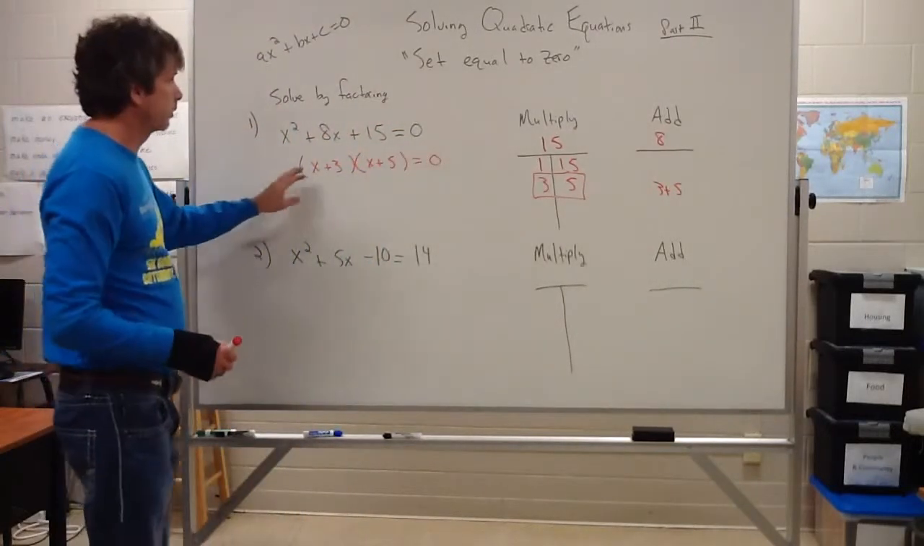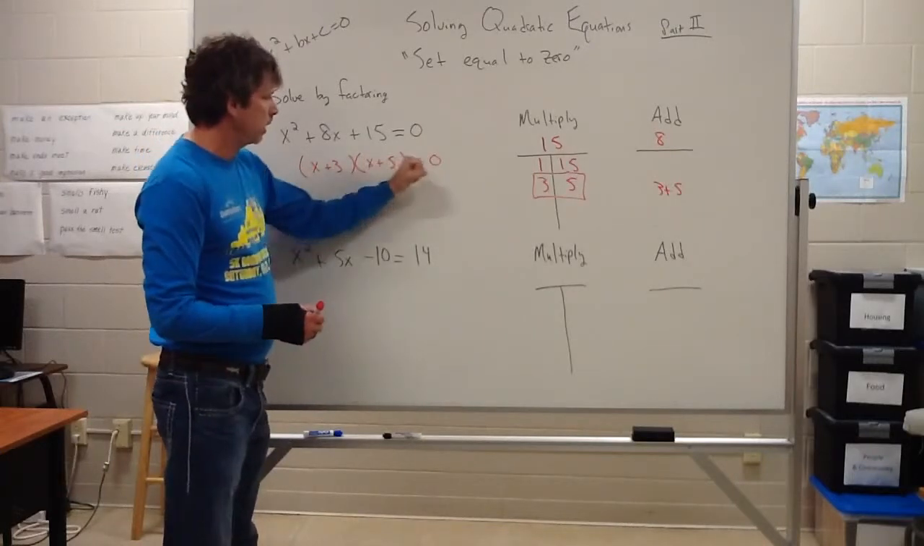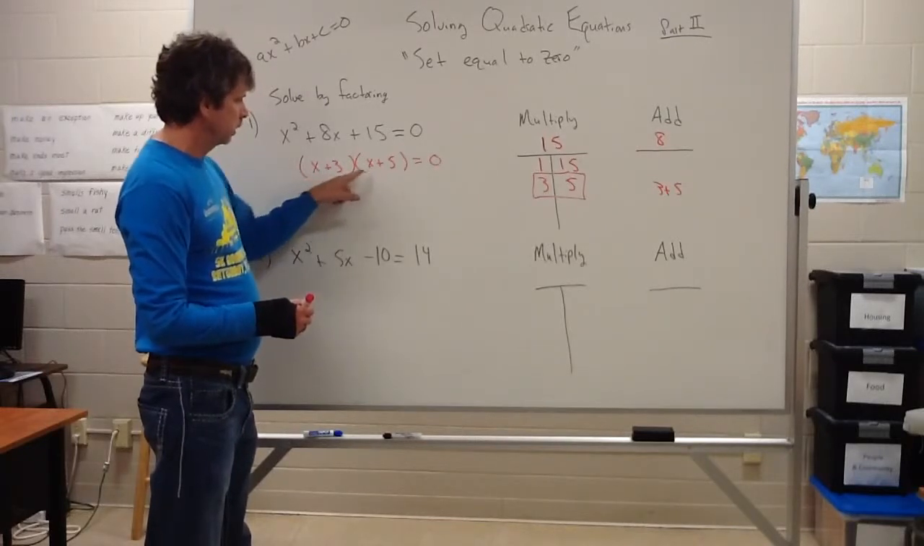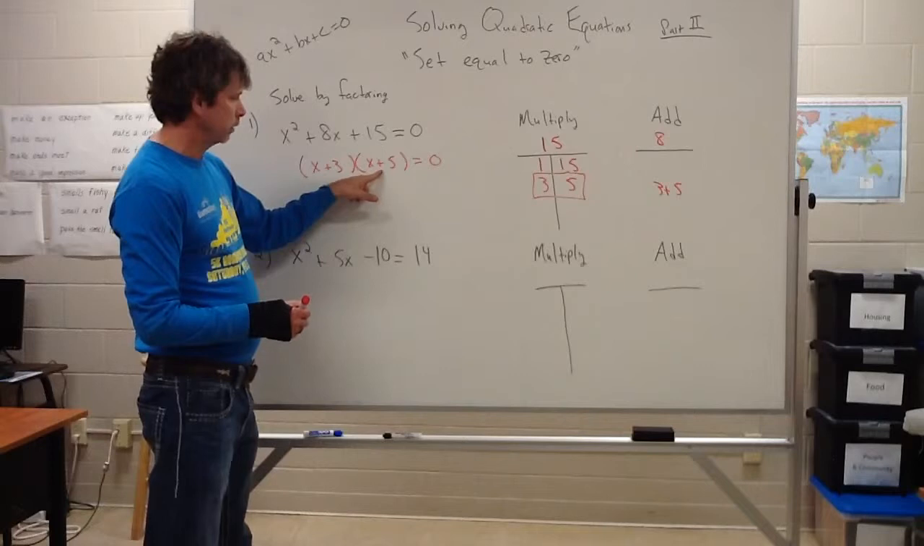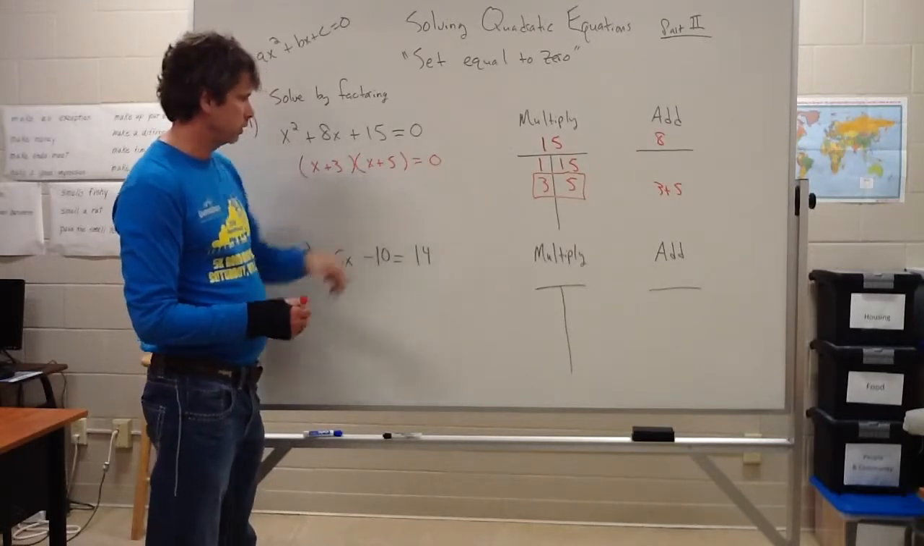Once we get it here, we ask ourselves, what can you multiply by to get 0? If this is 0, then this is going to work. Negative 3 would make that 0. If this is 0, then it would work. Negative 5 would make that 0. So negative 3 or negative 5 would be my solutions.